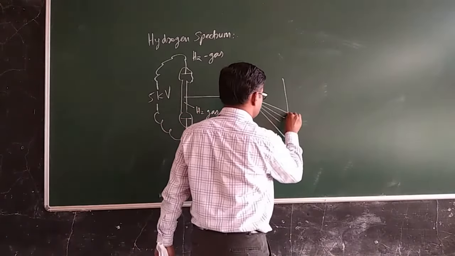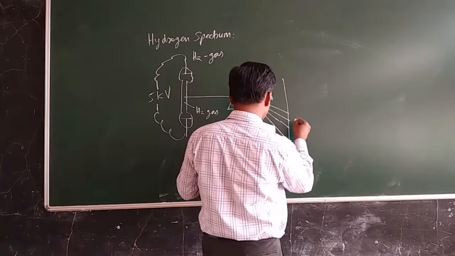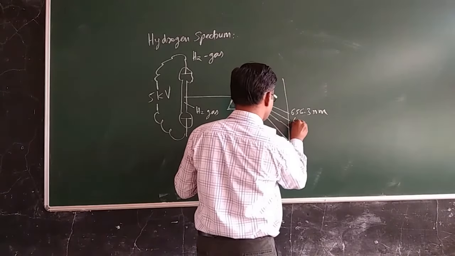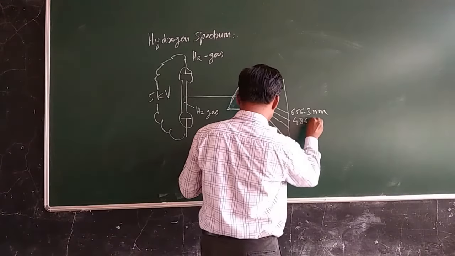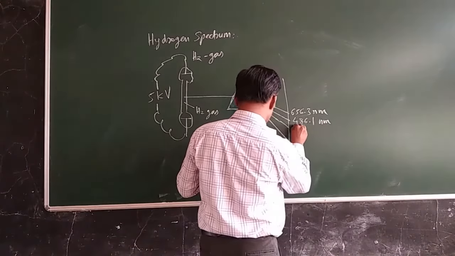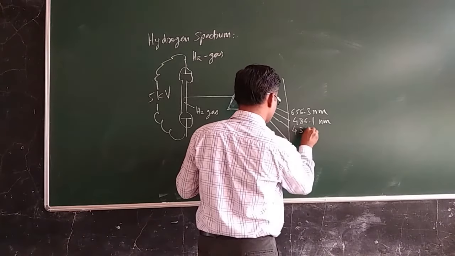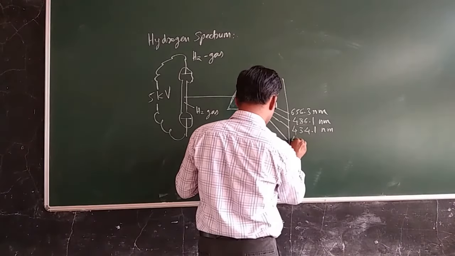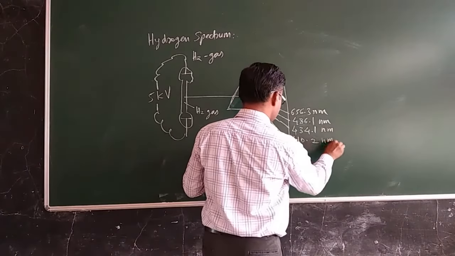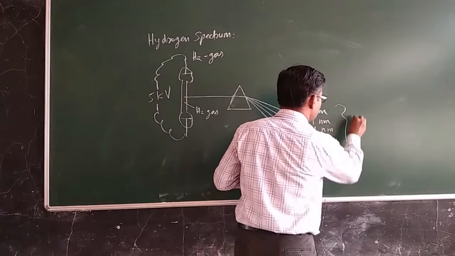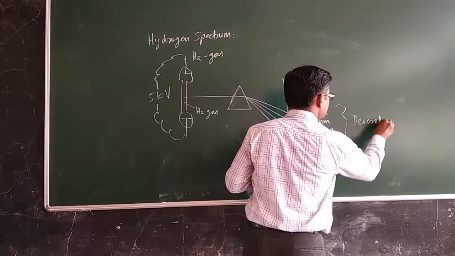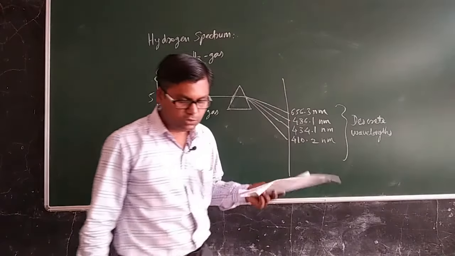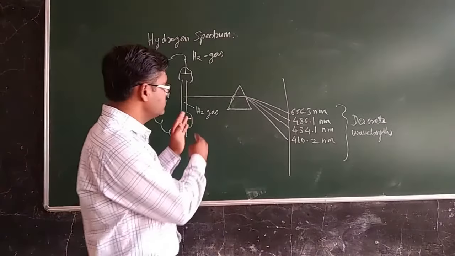The first line has a wavelength of 656.3 nanometers. The second line has a wavelength of 486.1 nanometers. The third line has a wavelength of 434.1 nanometers, and the fourth line has a wavelength of 410.2 nanometers. These are all discrete wavelengths, basically a discontinuous spectrum. So the observation is very clear.